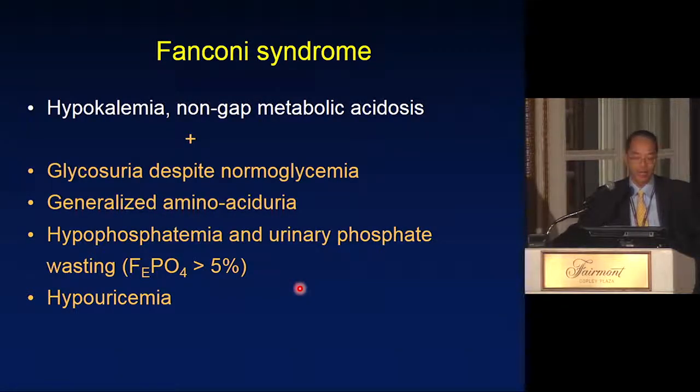They will give you a patient that has Fanconi's and expect you to recognize the features, which in addition to hypokalemic non-gap acidosis are glycosuria despite normal glycemia, generalized aminoaciduria, and hypophosphatemia with urinary phosphate wasting. And if you ever need to figure out urinary phosphate wasting, probably not something they'll give you on the boards, you can just calculate the fractional excretion of phosphate, and if it's greater than 5%, usually it's often very much higher, that would suggest renal phosphate wasting. And the other feature of Fanconi's, hypouricemia.